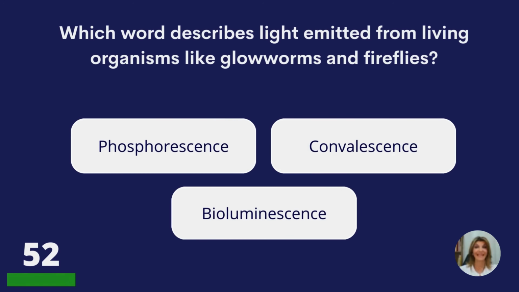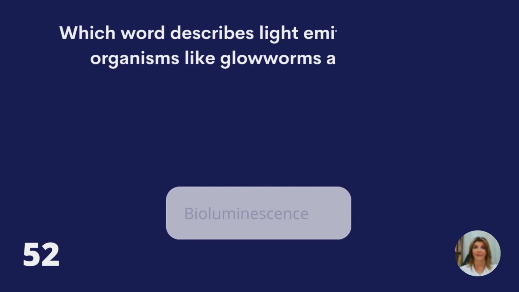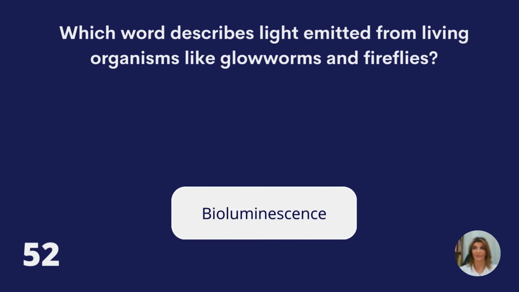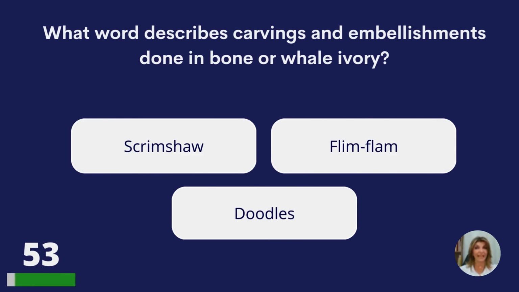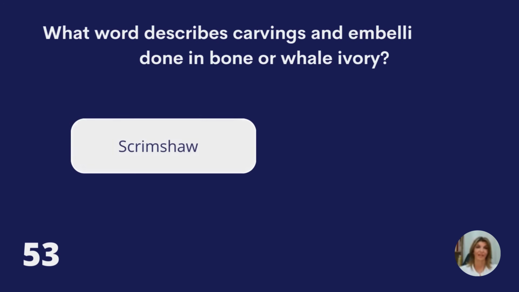Which word describes light emitted from living organisms like glowworms and fireflies? Phosphorescence, convalescence, or bioluminescence? Bioluminescence. What word describes carvings and embellishments done in bone or whale ivory? Scrimshaw, flim-flam, or doodles? Scrimshaw.